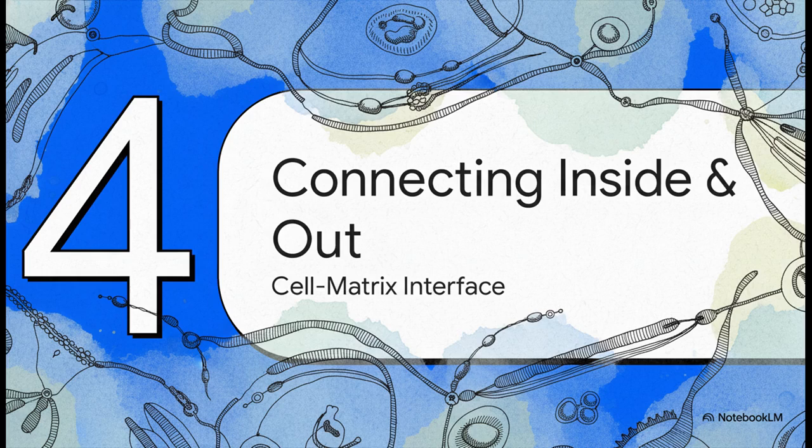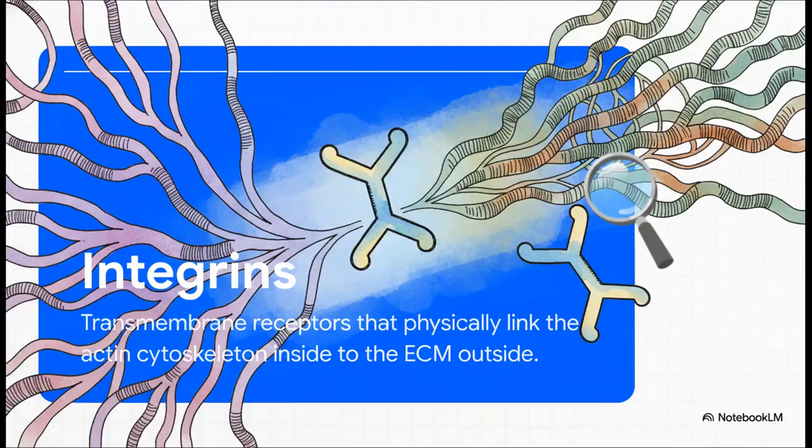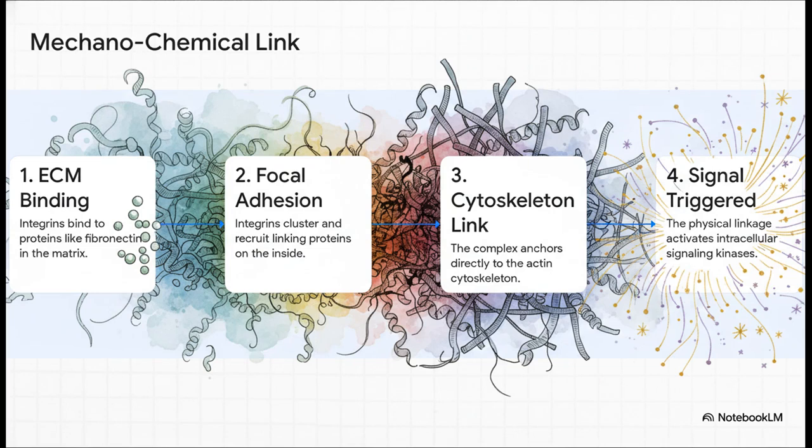So we've seen the inside of the cell and we've seen the outside, but here's maybe the most important part. How do they talk to each other? How does a cell actually connect to and sense the world around it? The link is made by a family of proteins called integrins. And just like their name says, they integrate the inside world with the outside world. They sit right in the cell membrane and physically bridge that gap, linking the internal actin skeleton to proteins in the external matrix. This is how a cell literally feels its environment.